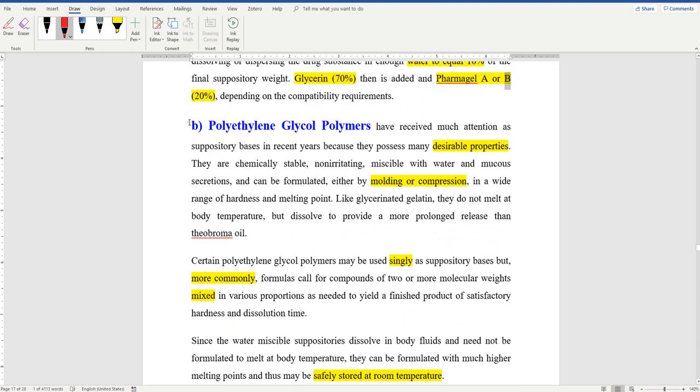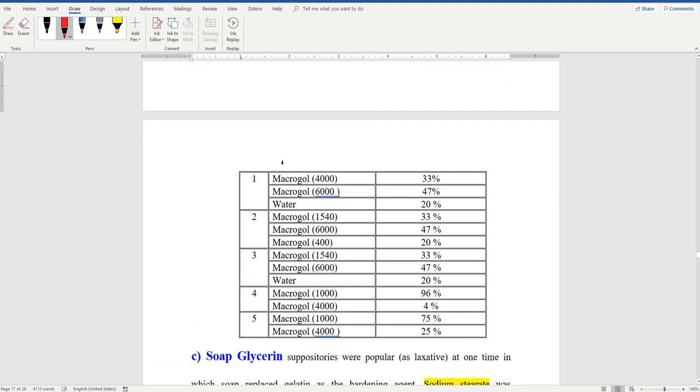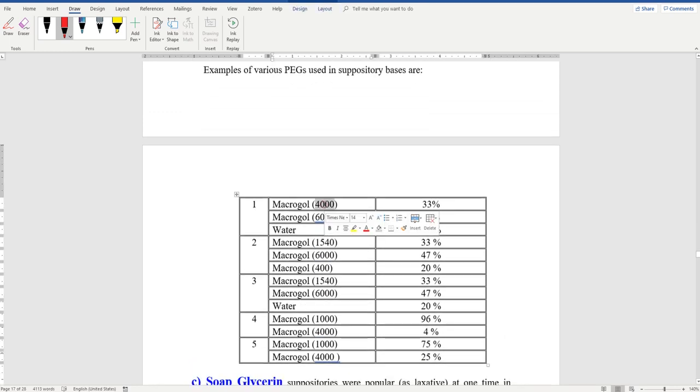Okay, the other polymer that has received a lot of attention lately is PEG, the polyethylene glycol polymer. If we go to polyethylene glycol polymer, you will see that it's available in different molecular weights. We have 4000, 6000, 1540, etc. We have different molecular weights. Of course, as you go up in molecular weight, it becomes harder and stronger and the melting point gets higher.